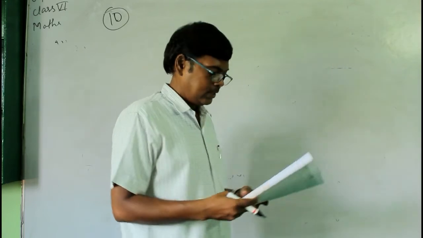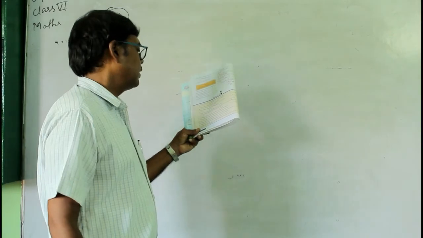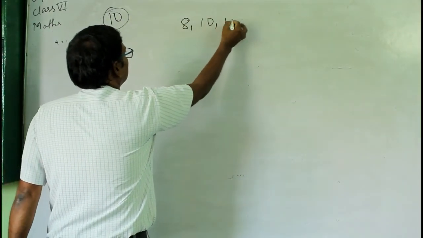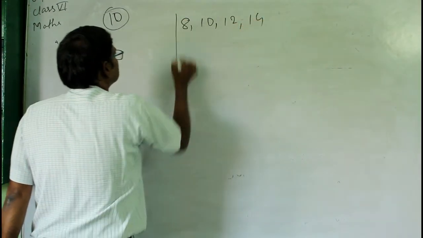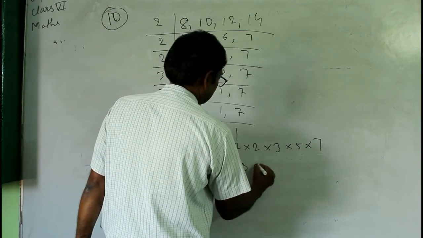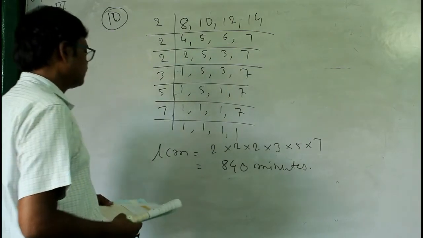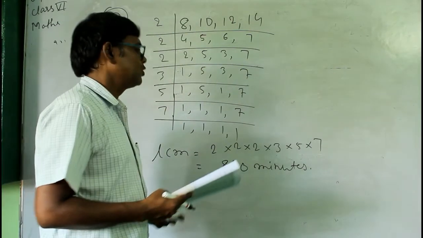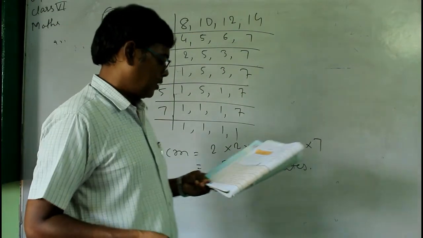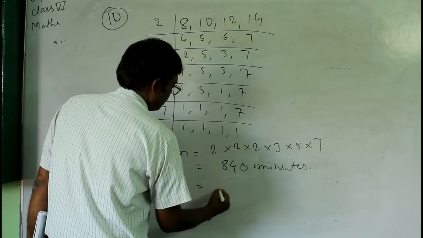So what do we have to do here? Here we will find the LCM of these numbers 8, 10, 12 and 14. This is the time, that is 840 minutes. Okay, this is the LCM of these 4 numbers. This is not the answer. Okay, at what time will they again ring together? So this is 840 minutes. Now convert this into hours.